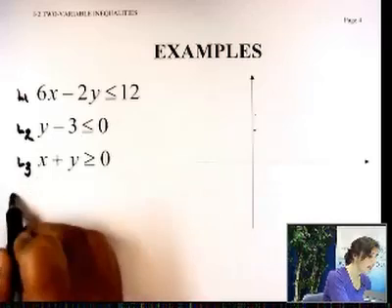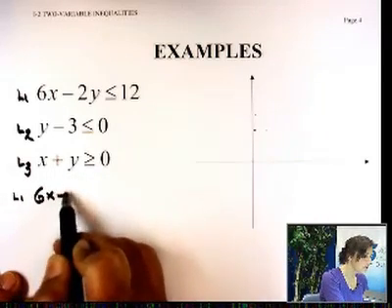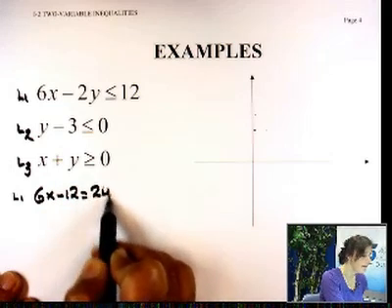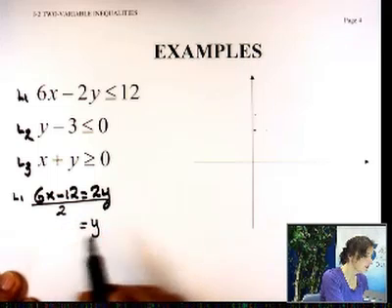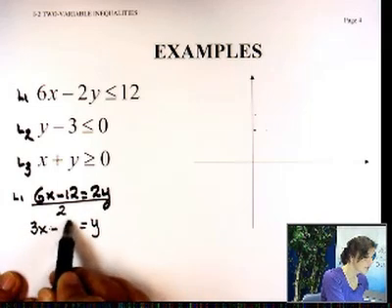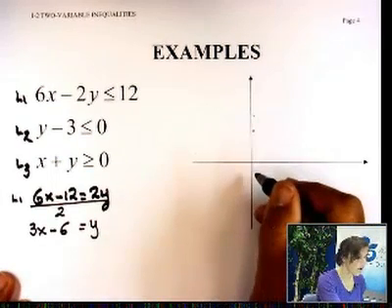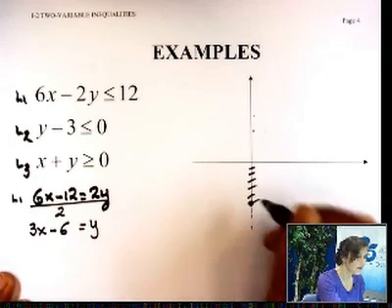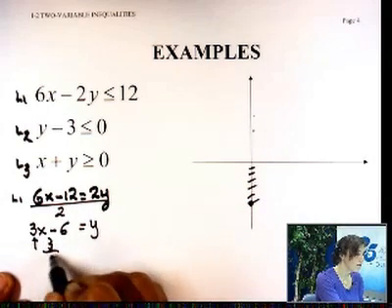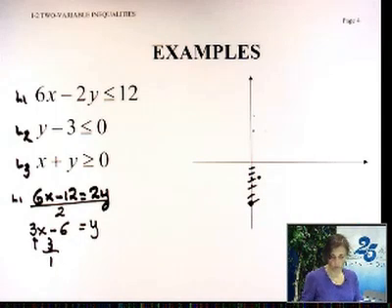So here we go. L1. I'm manipulating this. 6x minus 12 equals 2y. Let's divide everything by 2. I have y equals 3x minus 6. So let's draw that one. So minus 6 is my y-intercept, 1, 2, 3, 4, 5, 6. And my slope is 3, which is 3 over 1. So that means 1, 2, 3 over 1. And I'm going to draw that.